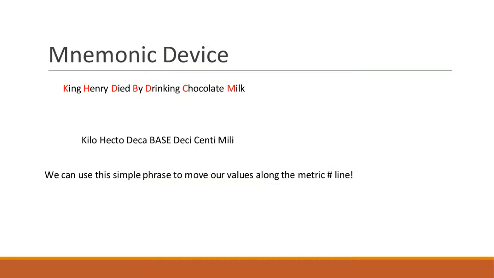Okay, so that's only 7, but I want you to start by remembering this, and this is called a mnemonic device. The M is kind of silent, but it's called King Henry Died By Drinking Chocolate Milk.